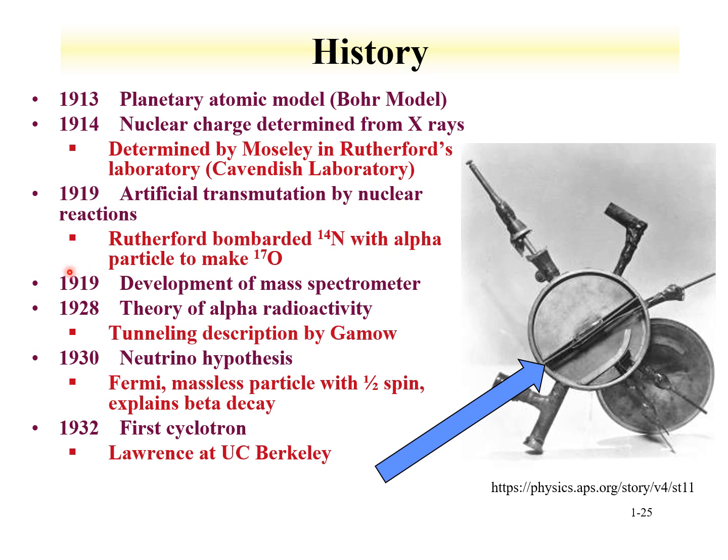1919, mass spectrometer, first development. 1928, the theory of alpha radioactivity by Gamow, which utilized the concept of tunneling through a barrier to describe the decay. 1930, Enrico Fermi proposed the neutrino hypothesis, where there's a massless particle with a spin of 1/2 that was used to explain beta decay. When we discuss beta decay, you'll see the importance of Fermi within understanding beta decay.